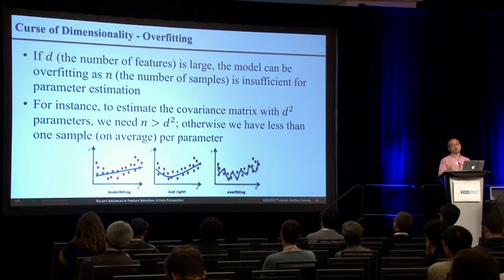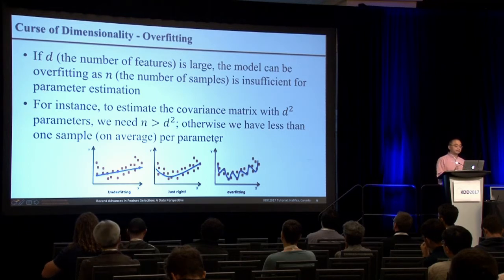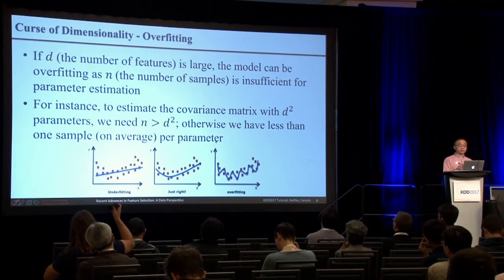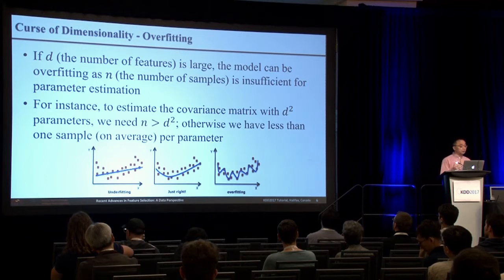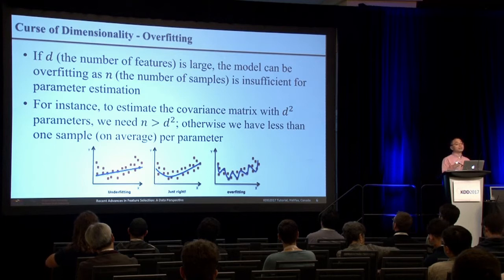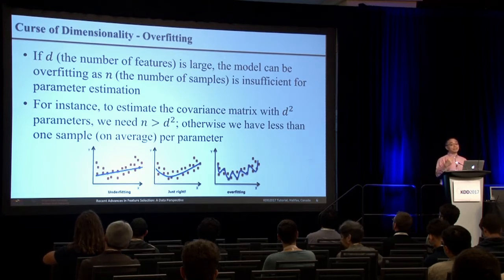You said overfitting. So what? Let me give you an example. For instance, to estimate the covariance matrix, we need about D square parameters. But if n is very small, not even greater than D square, then on average, we only have 1 sample per parameter to estimate, right? So it's not very good.